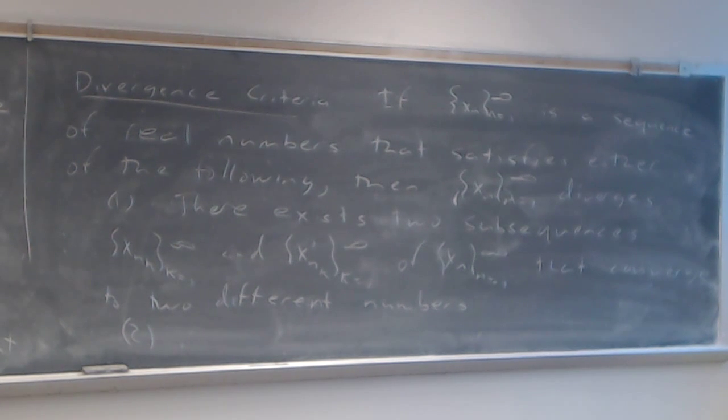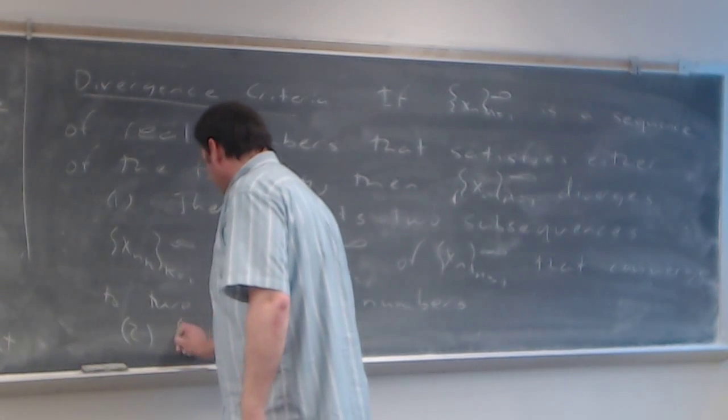But before I write it down, let me say what this is saying. If you've got a sequence, and you can find two subsequences of it that converge but not to the same thing, then the original sequence had to diverge. Because, remember, if it converges, whatever it converges to, all subsequences of it have to converge to that exact same thing. So if you find two subsequences that converge to two different things, the overall sequence could not have converged. It must diverge. So, the other way that a sequence can diverge is something we've already seen.